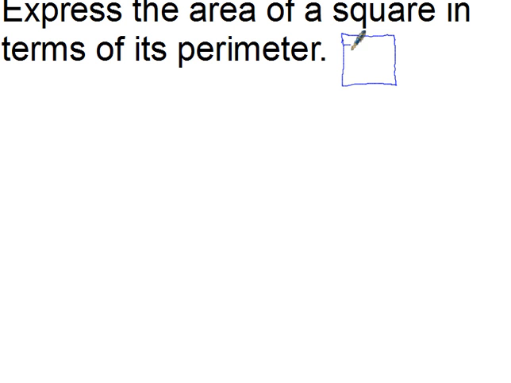Here's our square, 90-degree angle, all congruent. All 90. So we have an area formula. Area equals x squared. So if I'm going to call the side of my square x, because I don't know what its length is, then the area is going to be x squared. Okay, the perimeter is x plus x plus x plus x, which is 4x.